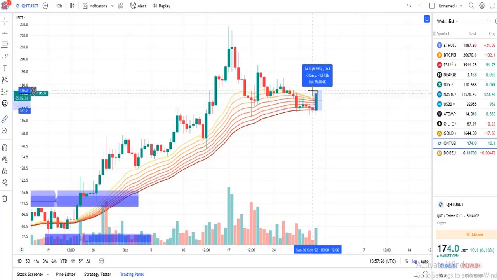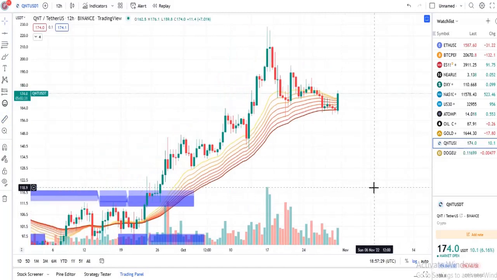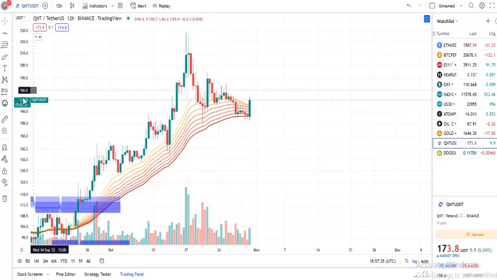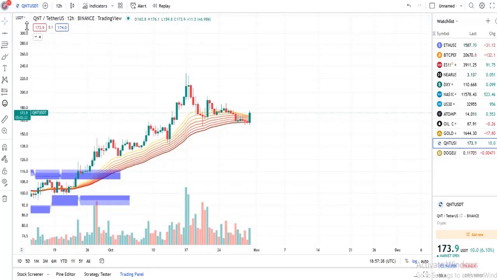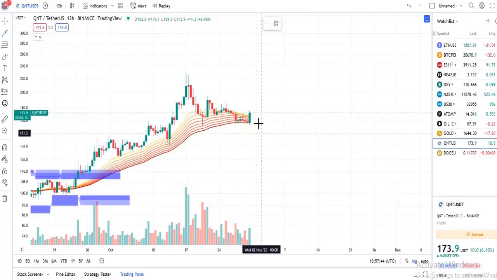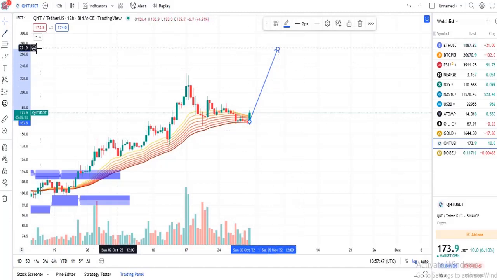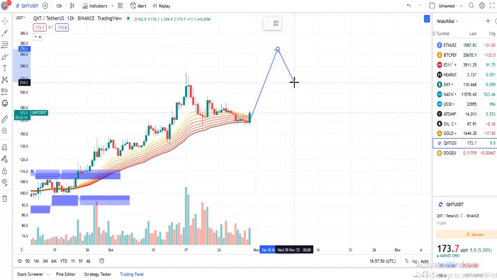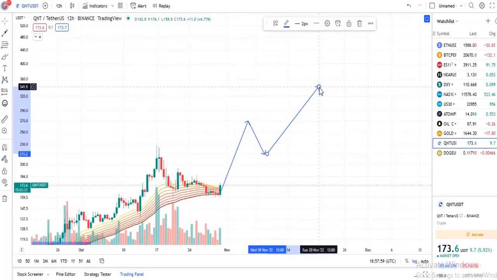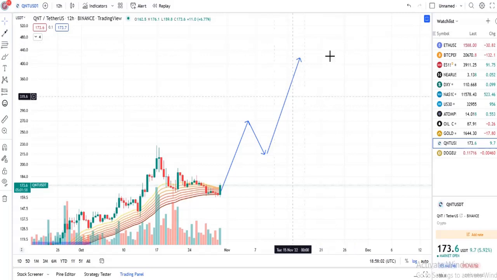So, what should we expect next for QNT? From what we can see, there is probably no resistance, so we could see QNT go to even about the $500 to $600 mark. We should see QNT do something like this, and something like this, and so probably we could see QNT at the $500 mark in the coming few days.